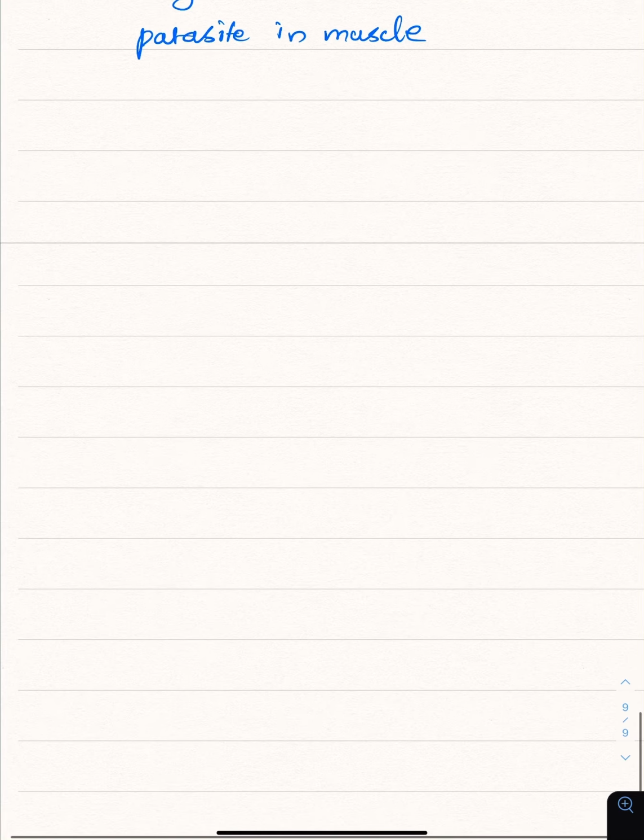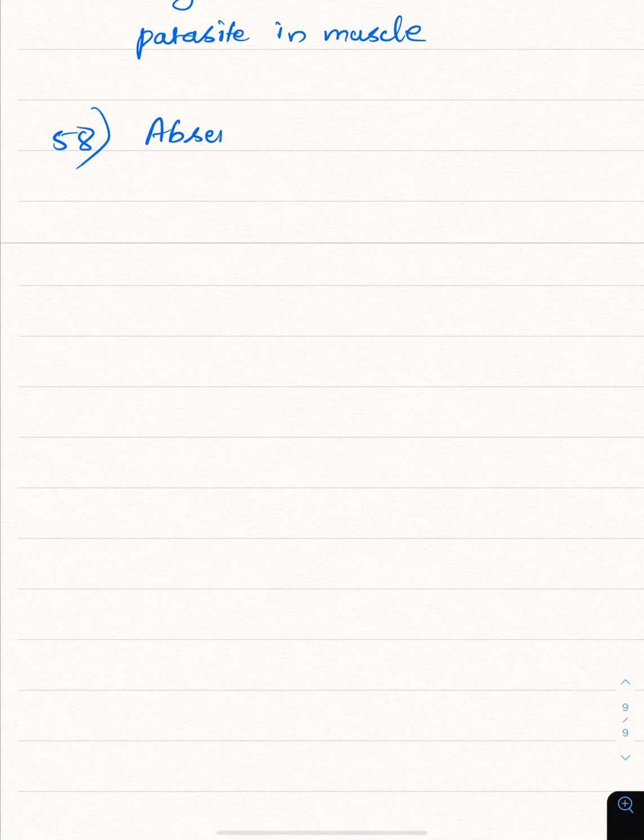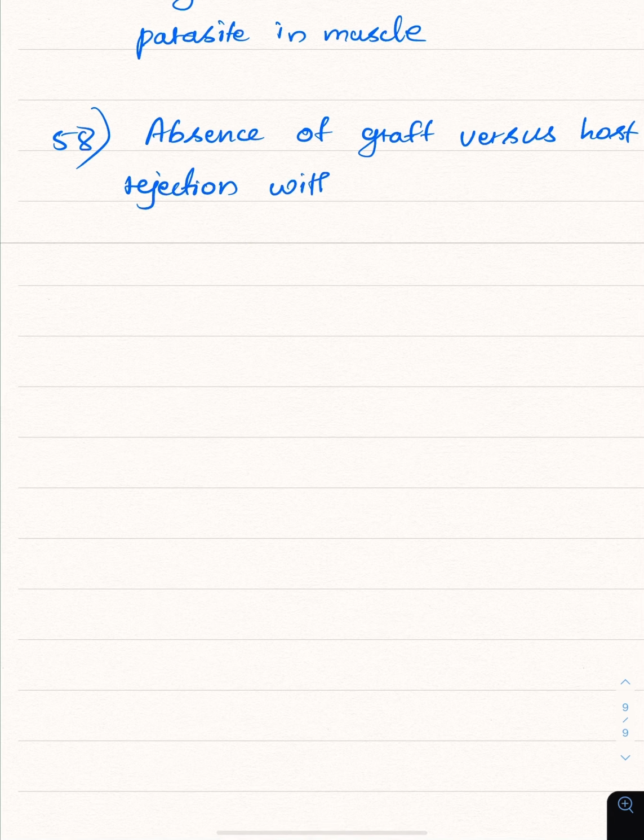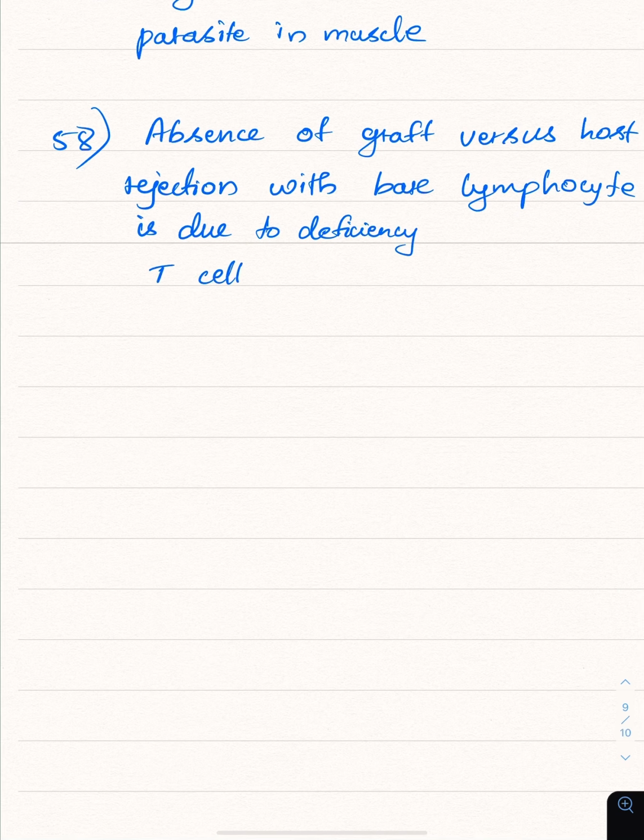Okay. The next question. Absence of graft versus host rejection with bare lymphocyte is due to deficiency of. So this question is a little confusing. I had marked an answer, but I am not so sure about it. T cell was an option, then MHC1 and MHC2. Since I'm not sure, I'm not telling the answer. But if anyone knows the answer, please let me know.